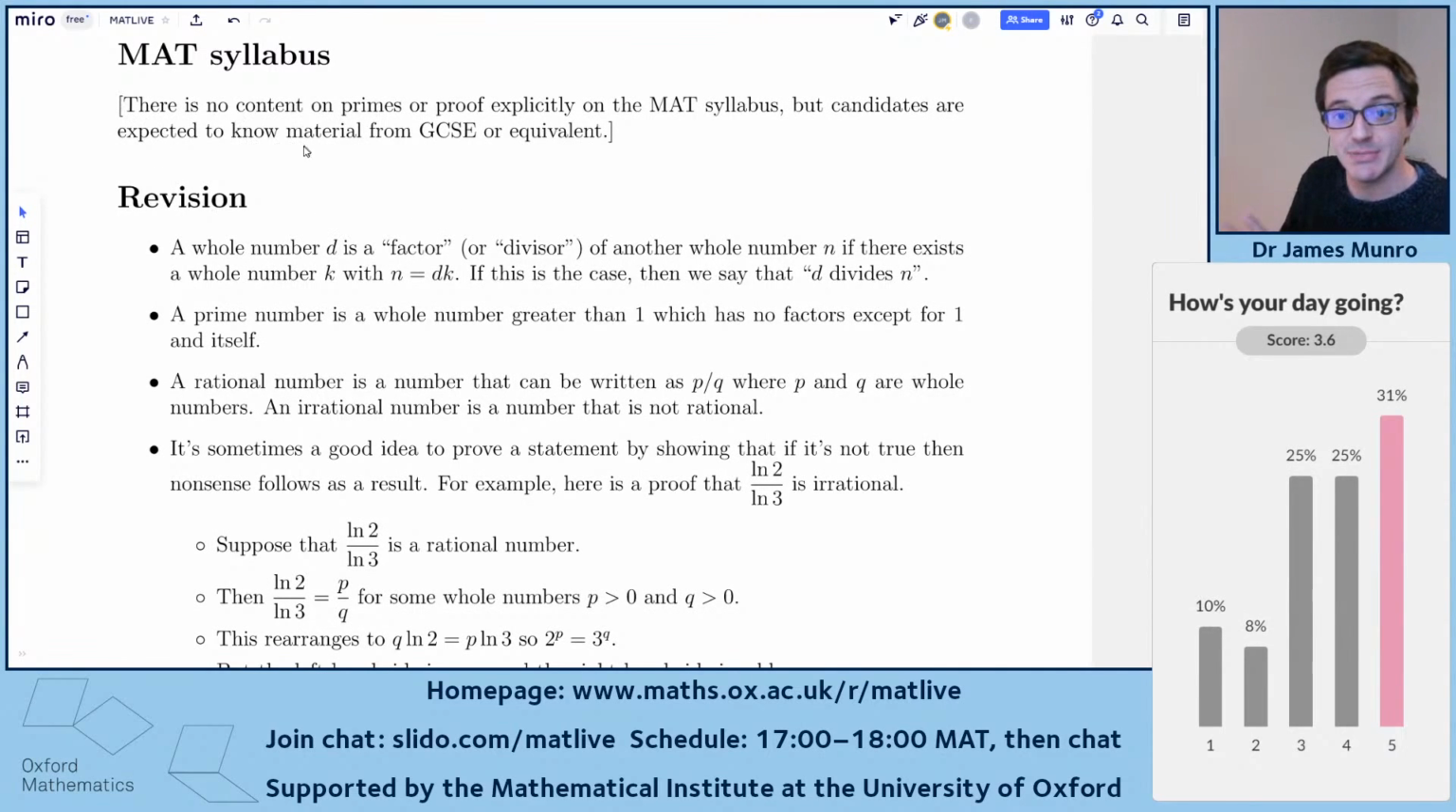There's no math syllabus material on what we're going to be talking about today. I considered having a kind of other maths section at the end, but then I thought, no, let's try and sort this into primes and proof today and recursion next week.